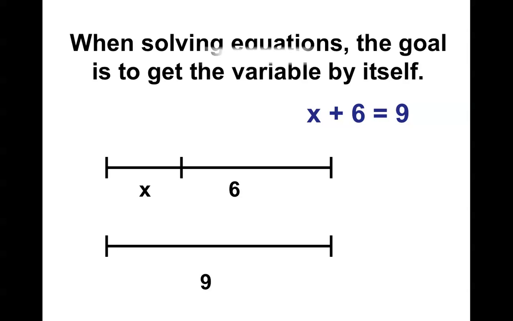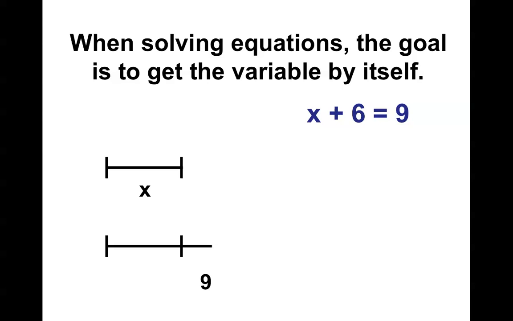So I like to say that when solving equations, the goal is to isolate the variable, or get the variable by itself if I was speaking to second graders. How do I get the variable isolated? How do I get the x by itself? Well, it's simple. I have to take away the 6. Watch. If I take away the 6, the x is by itself. Pretty simple, right? But are my lines equal anymore? No. Whatever I do to one line, I have to do to the other.